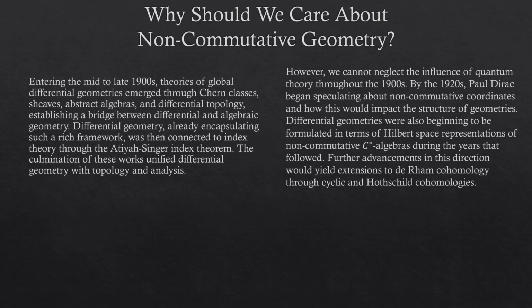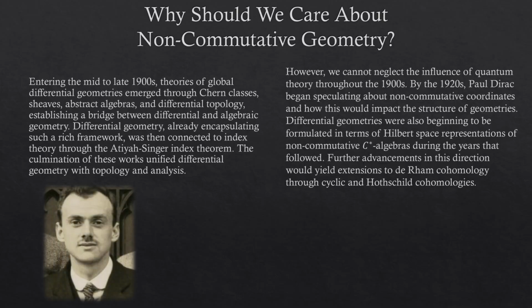However, we simply cannot neglect the influence of quantum theory throughout the 1900s, because by the 1920s, Paul Dirac began speculating about non-commutative coordinates and how this would impact the structure of geometries. Differential geometries were also beginning to be formulated in terms of Hilbert space representations of non-commutative C-star algebras during the years that followed. Further advancements in this direction would yield extensions to de Rham cohomology through cyclic and Hochschild cohomologies.